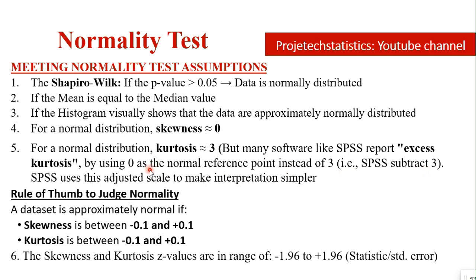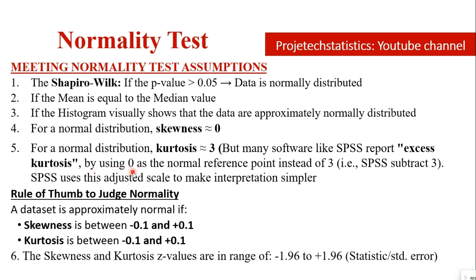So whatever value SPSS gives you for the kurtosis, just know that 3 has been subtracted from that value before it is outputted in the SPSS output. So here you see that for kurtosis, if the SPSS output is between minus 0.1 and plus 0.1, you can also say that the kurtosis is normally distributed. So that is what happened here.